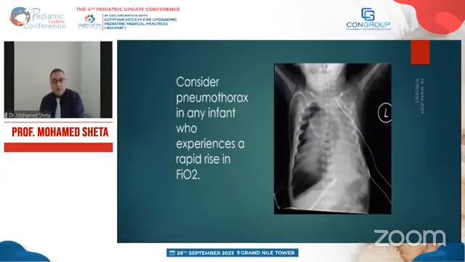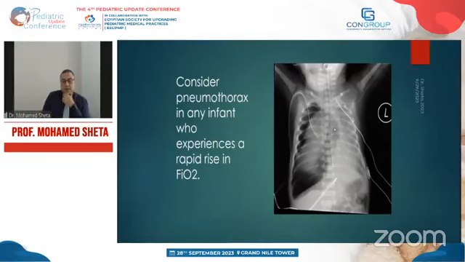Consider pneumothorax in any infant who experiences a rapid rise in FiO2. In any baby, especially after surfactant administration, if the baby needs more FiO2 or has decreased saturation, a sudden decrease in saturation, please consider pneumothorax, as we all know.